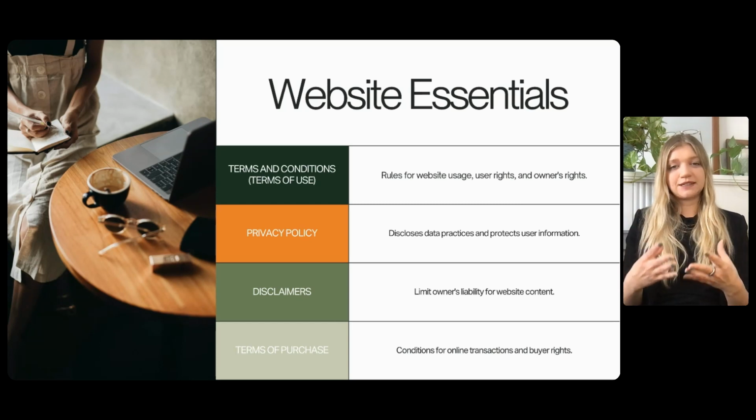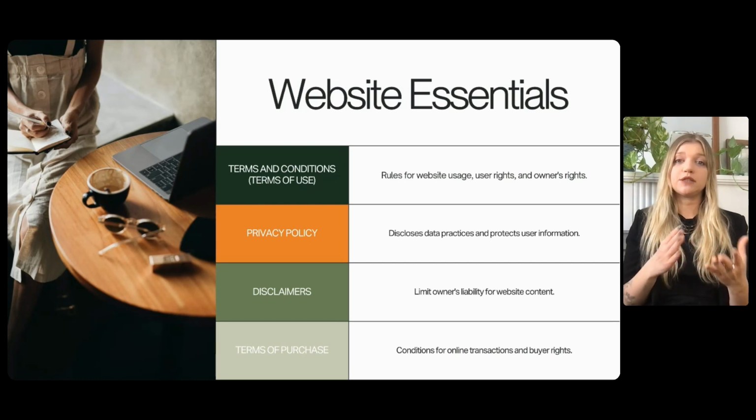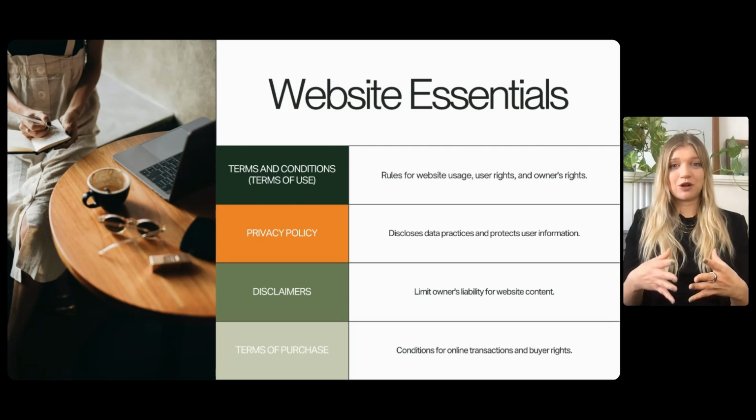So, terms and conditions, aka terms of use, is a policy that outlines how your website should be used by the user, what their rights are, and what your rights are. For example, some key clauses that this document should include are copyright and trademark, IP licensing, third party websites, and affiliate link disclaimers.